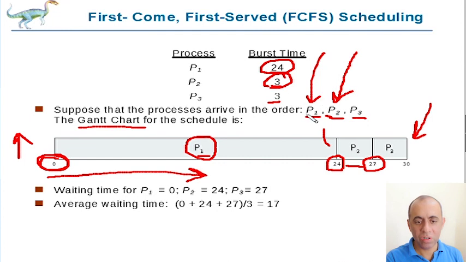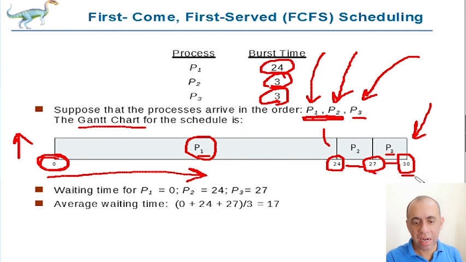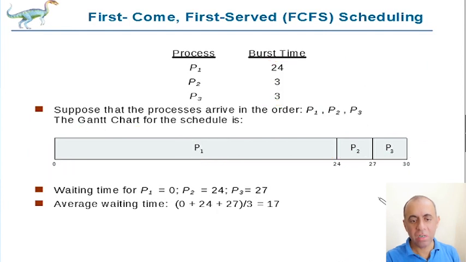Similarly, after both of these processes were done using the CPU, we selected the third process and sent it to the CPU. It wanted 3 seconds and got 3 seconds, and 27 plus 3 is 30. So P3 started at 27 and ended at 30. This was the Gantt chart, the total CPU timeline for all these processes. As the processes arrive into the ready queue, or in other words, are submitted to the operating system for execution, we simply select them in the same order and send them to the CPU.